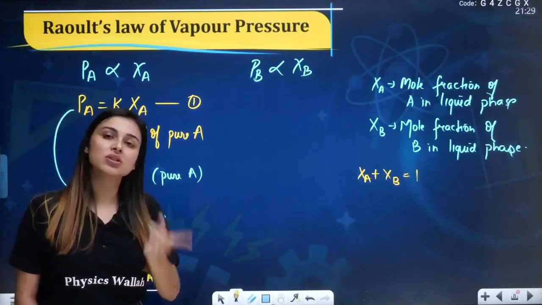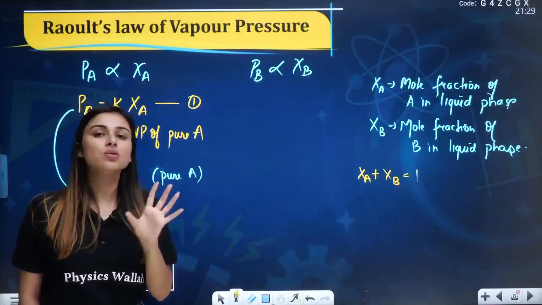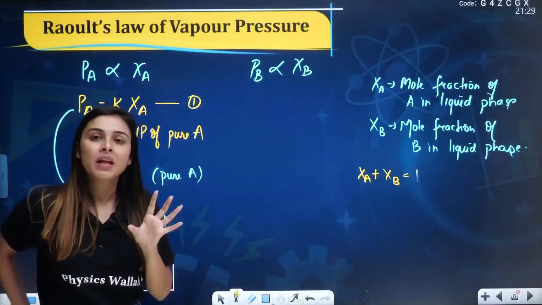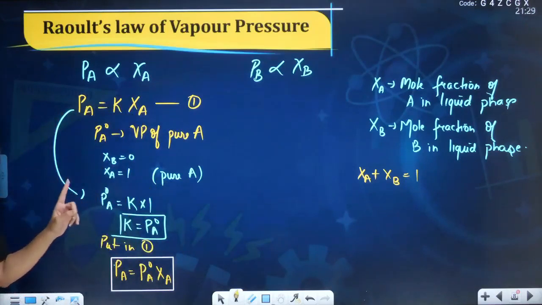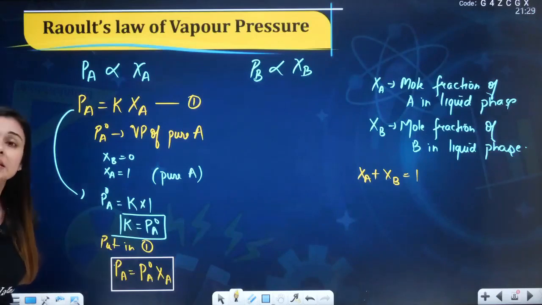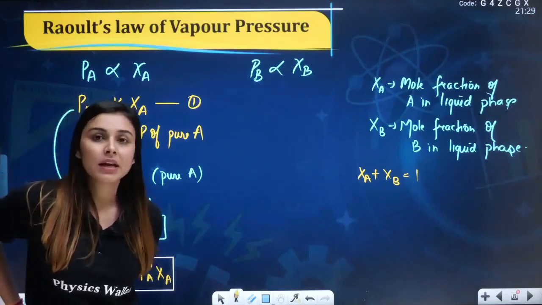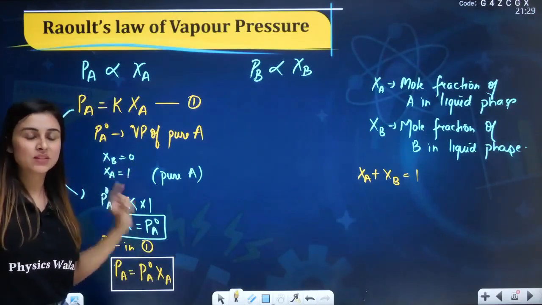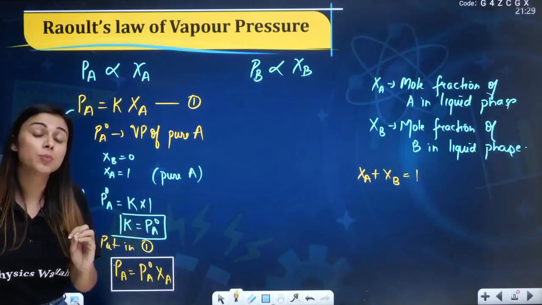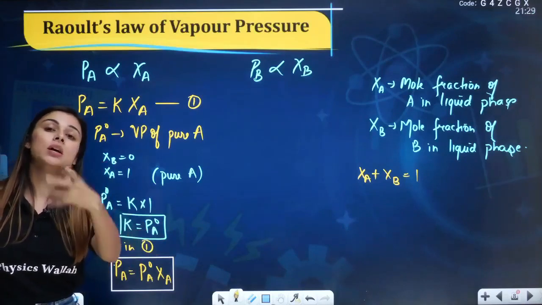If the whole solution has only one component A, that means you don't have B, so the mole fraction of B is 0. If the mole fraction of B is 0, my dear students, what will happen? This means that the mole fraction of A is 1 and it is pure A. And if it is pure A, then the pressure would be equal to PA naught.